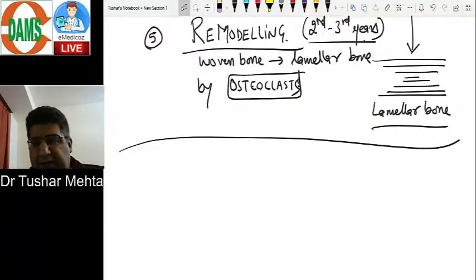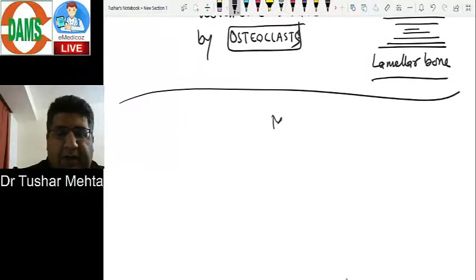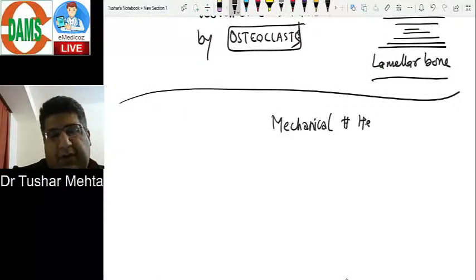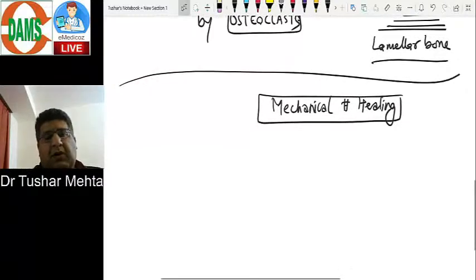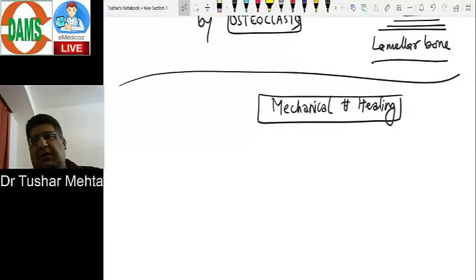Now, after these essential basic steps of fracture healing, I want you to understand one more thing, that there is something which is called mechanical fracture healing. Now, this is something that not many people understand in one go. The biological fracture healing is something that the nature does, the Almighty does, God does. Well, mechanical fracture healing is something that we do.